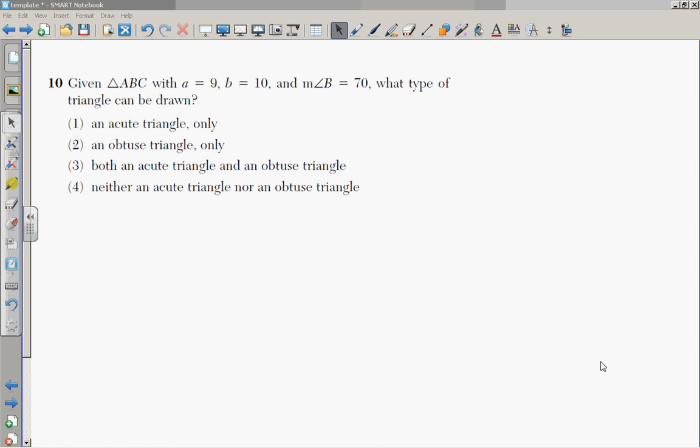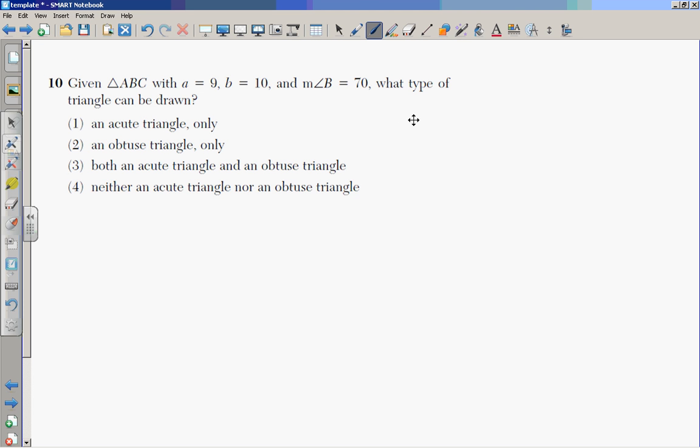Alright, let's take a look at the last question. It says, given triangle ABC with a equals 9, b equals 10, and measure of angle B equals 70, what type of triangle can we draw? Now, there's some facts that we need to consider before we do a problem of this nature, okay? This is a law of sines problem, and it also involves the ambiguity involved in the law of sines, alright?